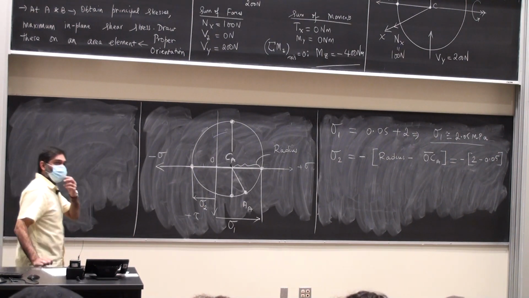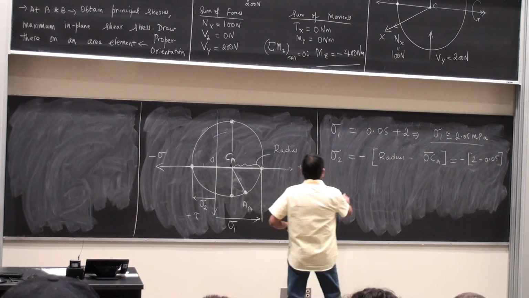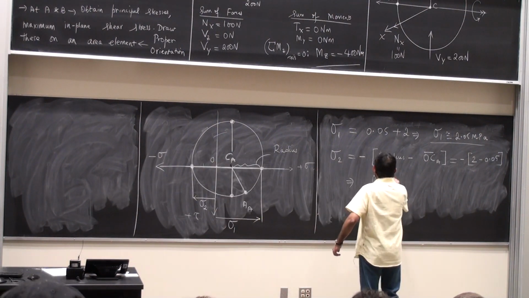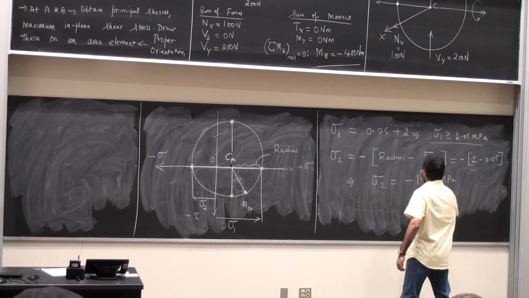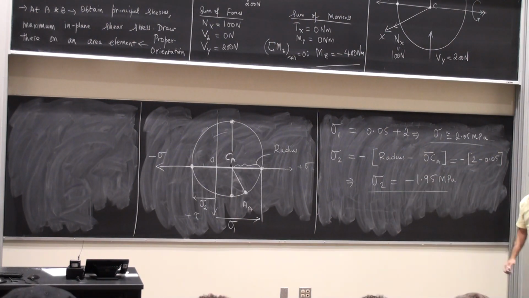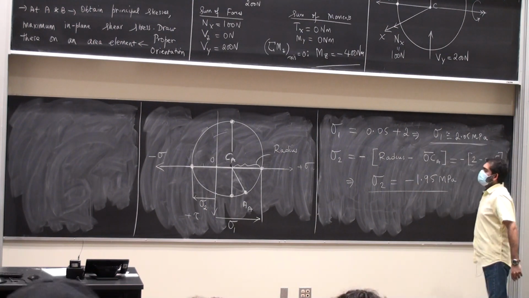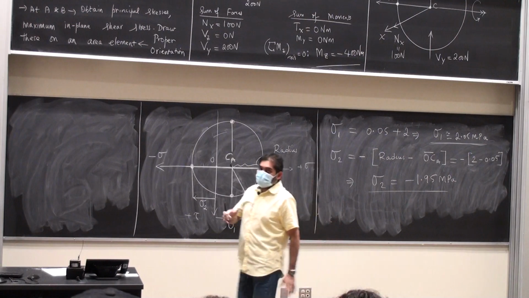2 minus 0.05 is 1.95 megapascals, negative. Okay? Alright, so those are 2 points of interest.